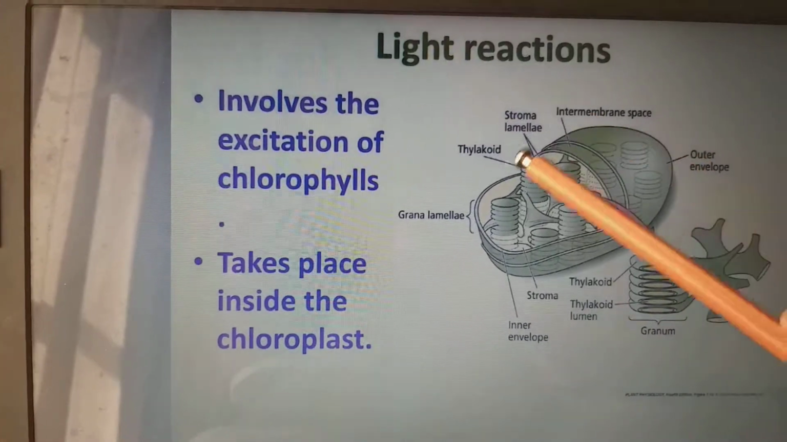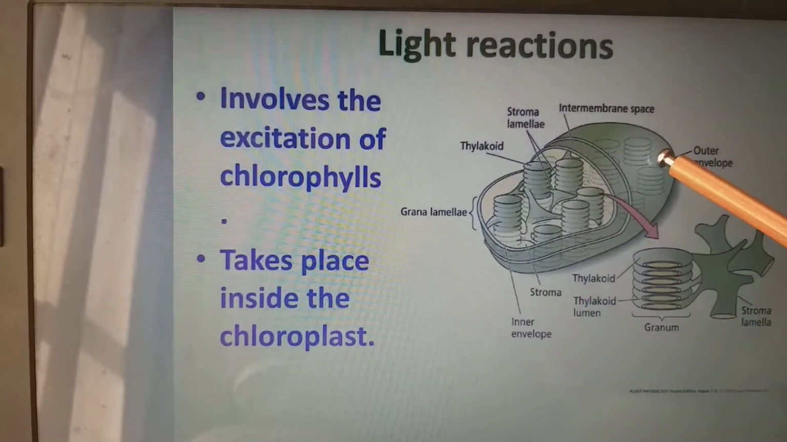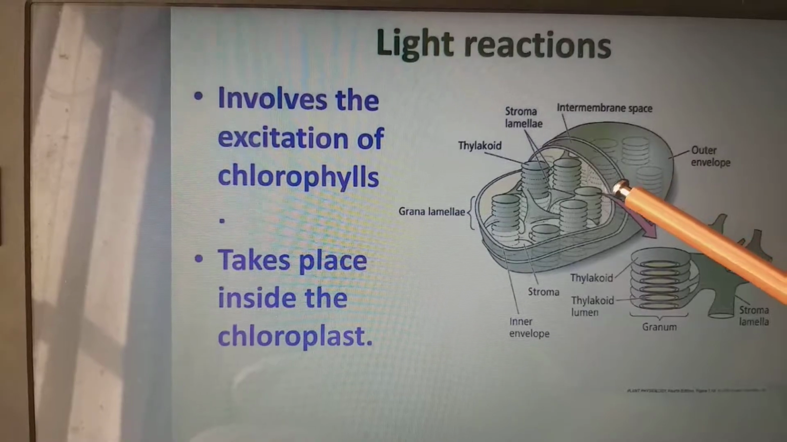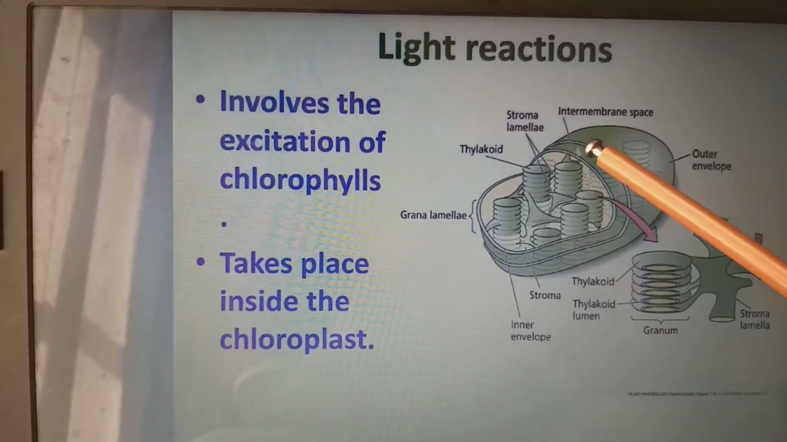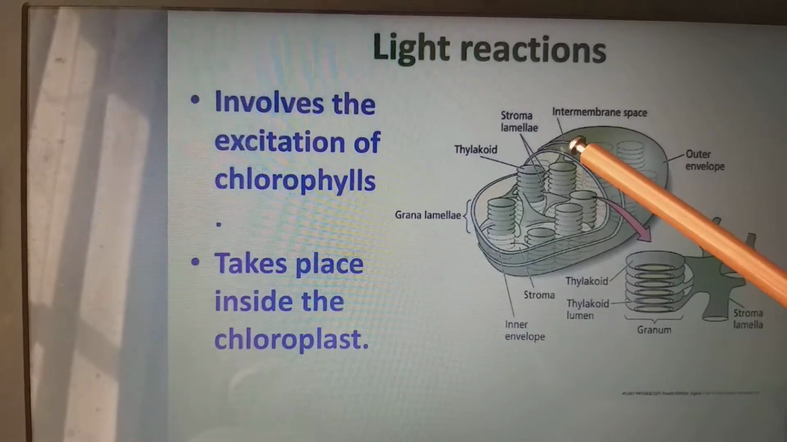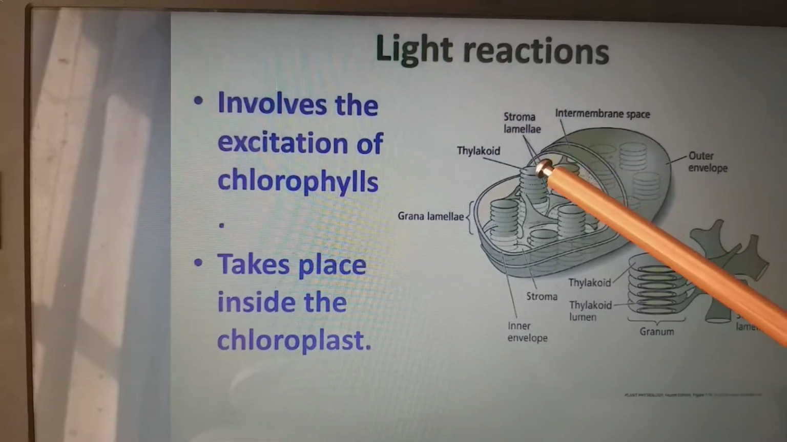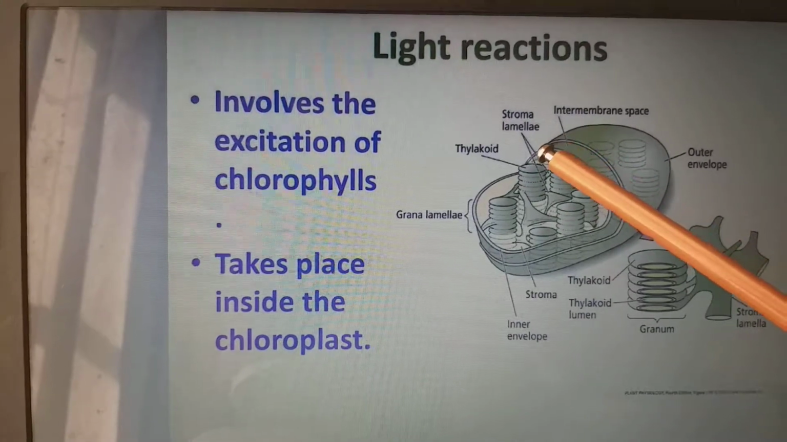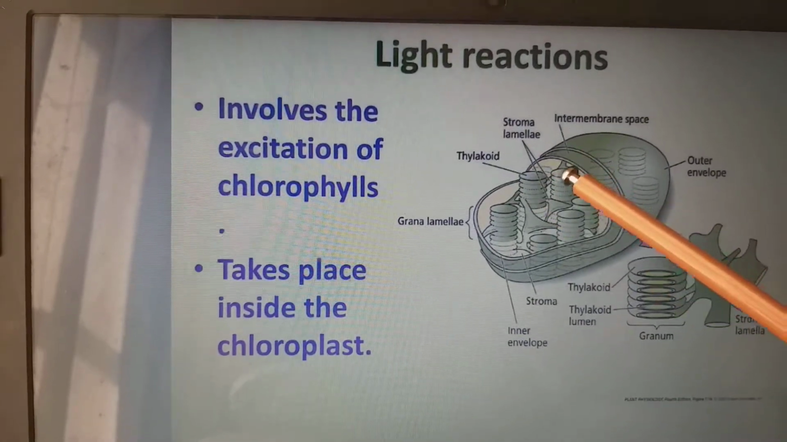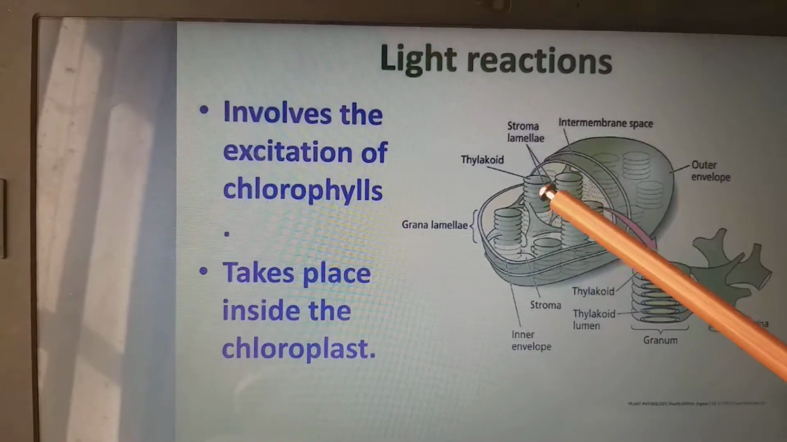And this is the picture of chloroplast. We have the outer envelope and inner envelope. Between the outer envelope and inner envelope we have a space which we call the intermembrane space. And these are the thylakoids. These thylakoids are arranged in the form of a stack of coins, which we call grana.